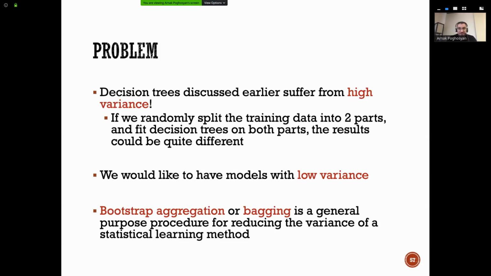So this is the description. What does it mean that it's also very sensitive? When you randomly split the training data into two parts and fit decision trees on both parts, the results could be quite different. This is how they can be confusing.